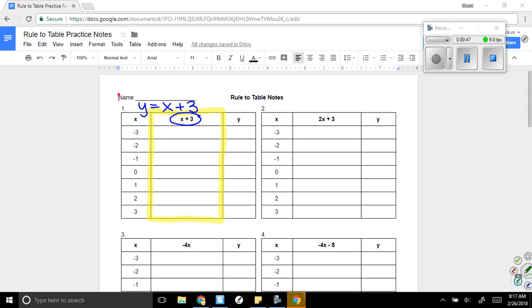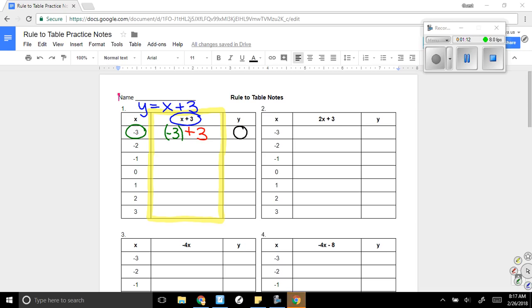So every time you see that x, I'm going to put parentheses here, and I have to put in the x from the beginning of that row. So for this first line, I'm going to put in a -3. And I like to use different colors here because then I can see what's changing. So when I write down what x is, I'm going to add 3 to that, and then I'm going to find my answer in my calculator. Well, -3 plus 3 gives me an answer of 0.